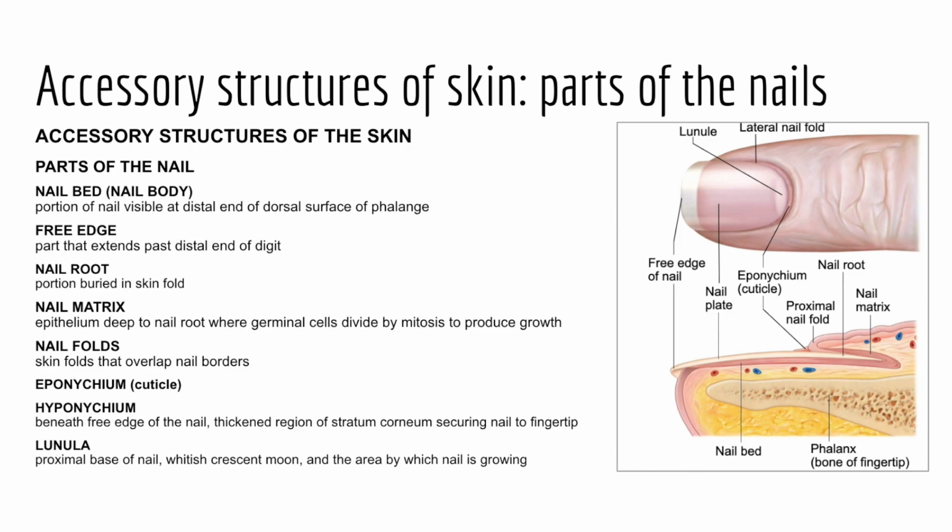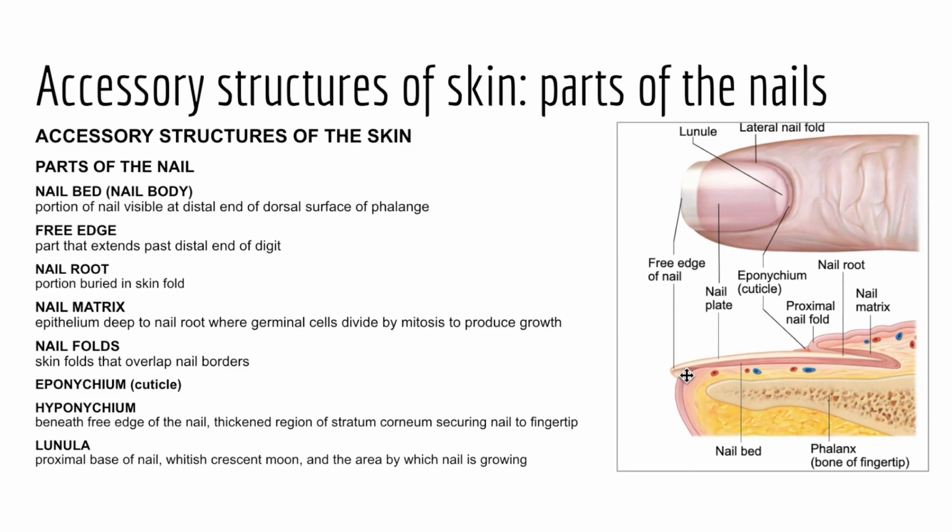We have nail folds, where skin folds overlap the borders of the nail. Here we actually see lateral nail folds here and here. So when we're looking at our nail folds, we have what's called an eponychium, more commonly called the cuticle. Here's our eponychium right here. Our eponychium would be found in this region right before we get to our nail root. And this is a narrow band of epidermis extending from, as well as adhering to, the proximal border of the nail wall.